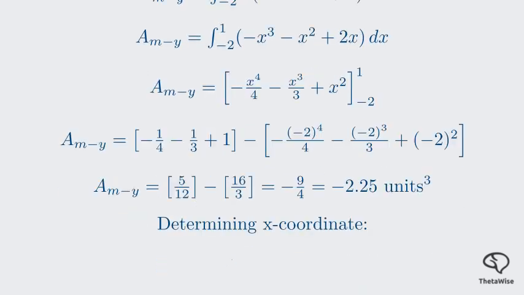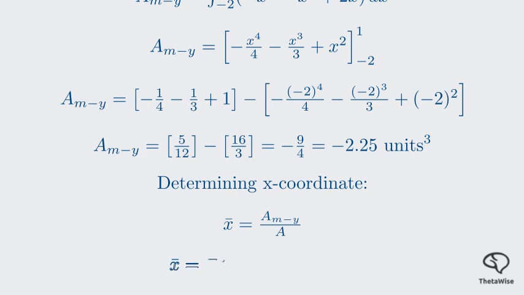Now for step 3, find the x-coordinate x bar. We divide the area moment we just found by the area we calculated earlier. This gives negative 2.25 divided by 4.5, which is negative 0.5 units.